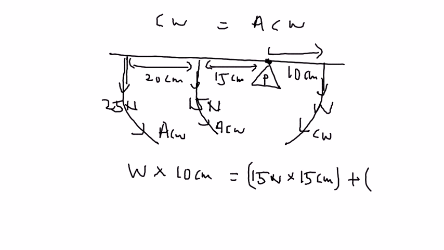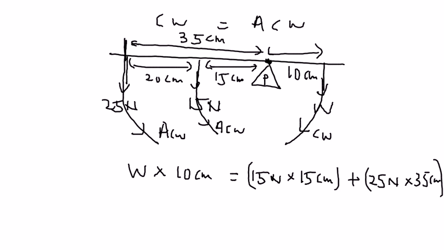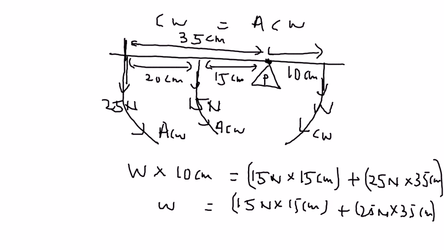The second anti-clockwise moment has force 25 Newton. Now for the perpendicular distance, you have to be very careful. It is not 20; it is from the 25 Newton all the way to the pivot, which is 20 plus 15, which is 35 cm. So when you solve the problem, W is equal to these two amounts added together, divided by 10. So 15 Newton times 15 cm, plus 25 Newton times 35 cm, divided by 10 cm. You get the answer of 110 Newton.